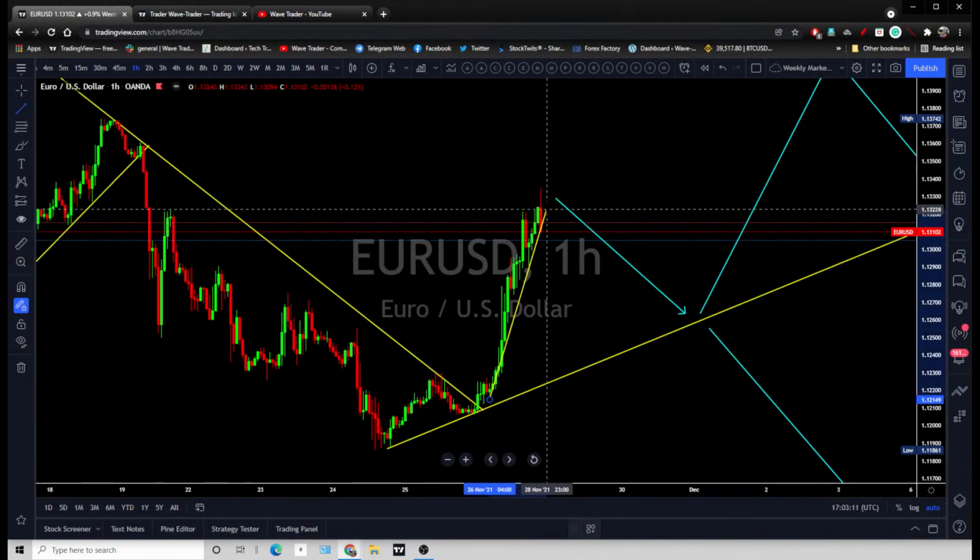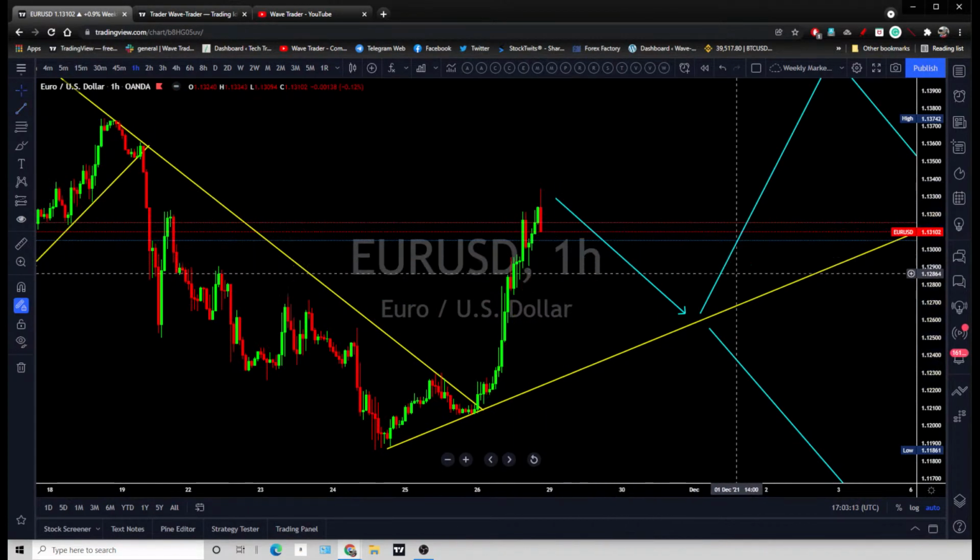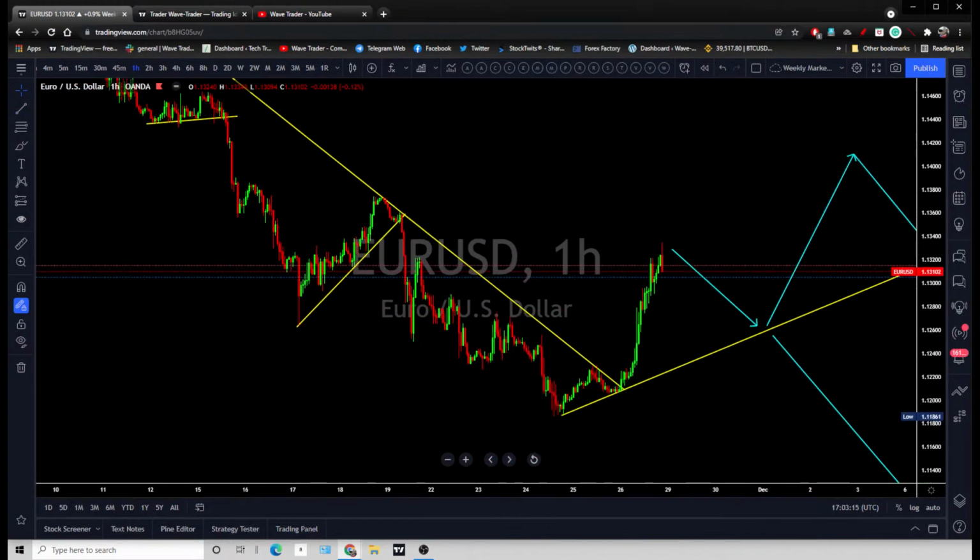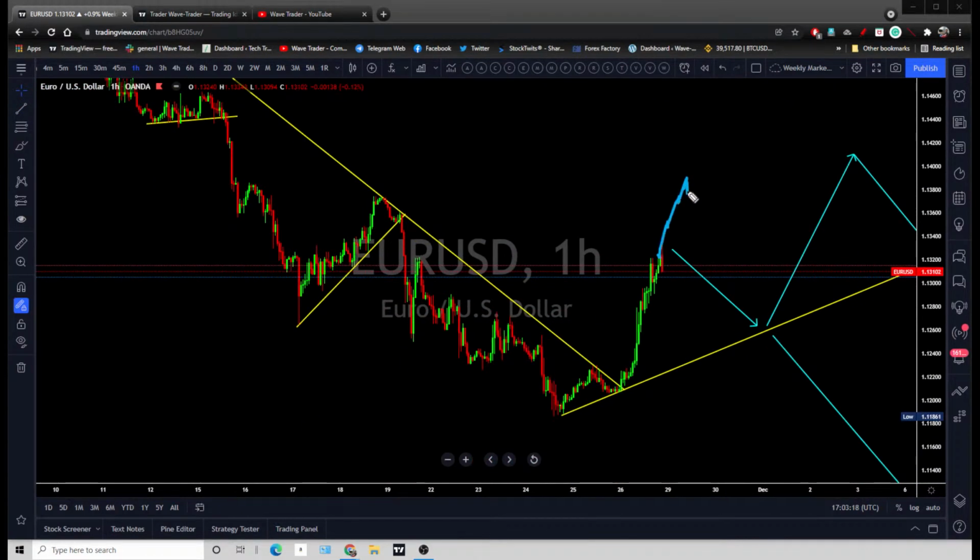All right, so this 1 hour time frame correction which is just happening over there, that can break down, or it can slightly push higher, up to this top, and we may see an expanding triangle formation for more downside. So keep those 2 patterns in mind.